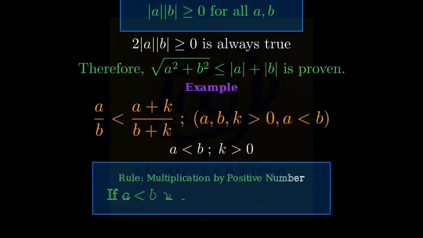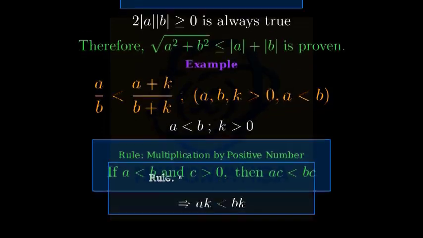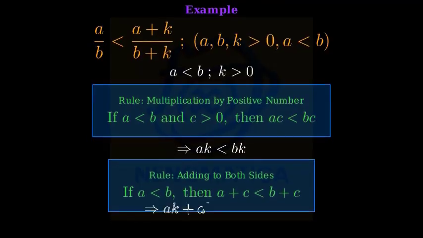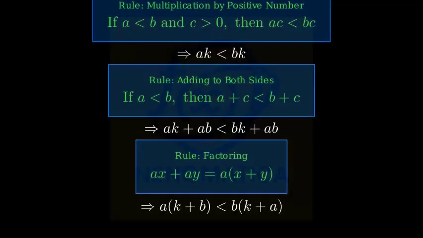Since k is positive, and a is less than b, we can multiply these inequalities. Multiplying a is less than b by k, we get a times k is less than b times k. Now, let's add a times b to both sides of the inequality. We can factor out a from the left side and b from the right side.